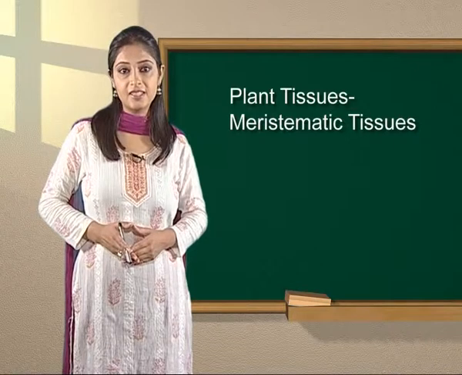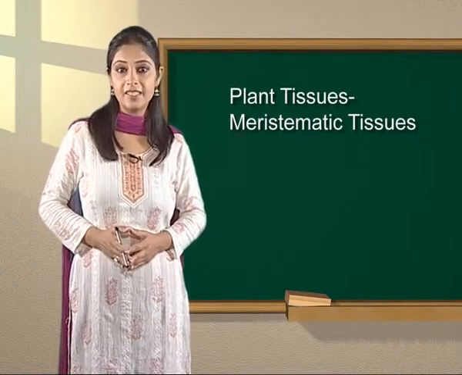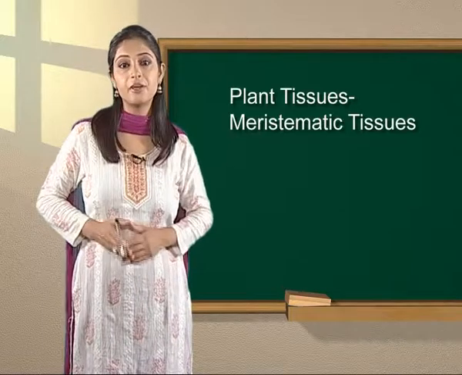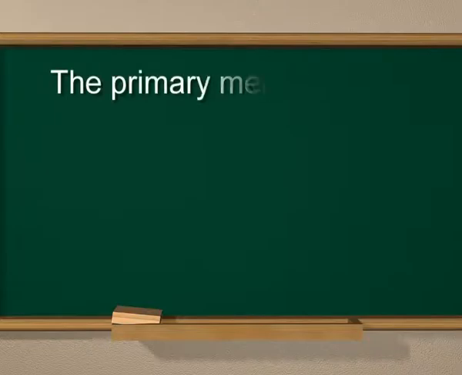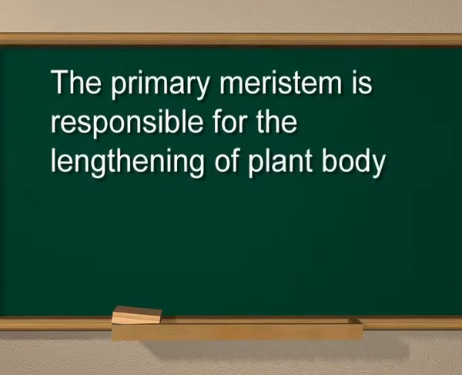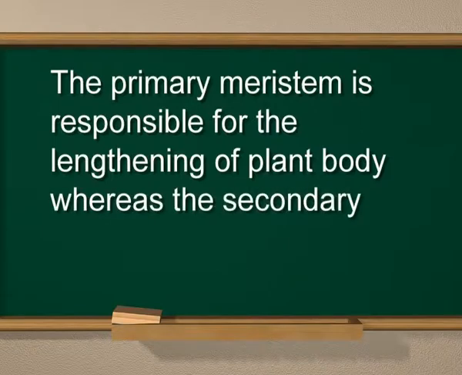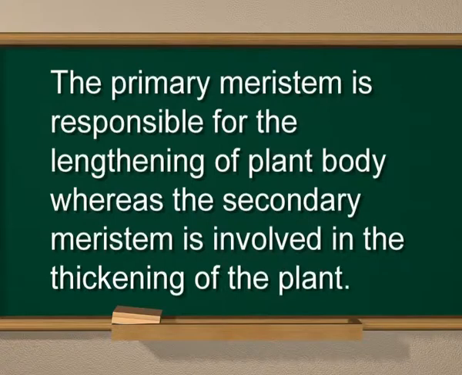My next question is, what is the basic difference between primary meristem and secondary meristem? Answer: the primary meristem is responsible for the lengthening of the plant body, whereas the secondary meristem is involved in the thickening of the plant.